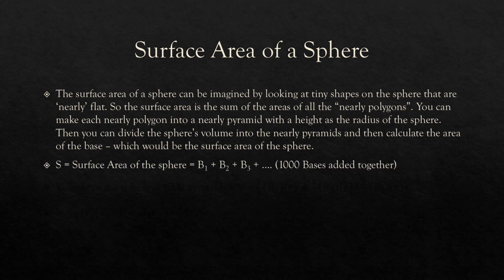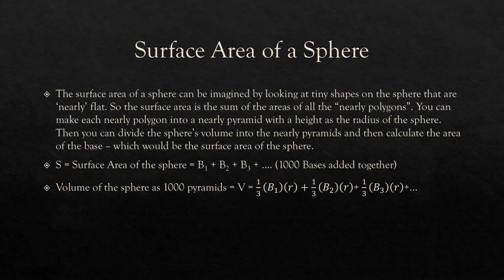S is going to be our surface area of the sphere. It's the bases of all of our almost flat polygons. We could add maybe 1,000 of these bases together. The volume of the sphere as 1,000 pyramids would be the volume of a pyramid, 1/3 the area of the base times the height. In this case, it would be the radius of the sphere as the height.